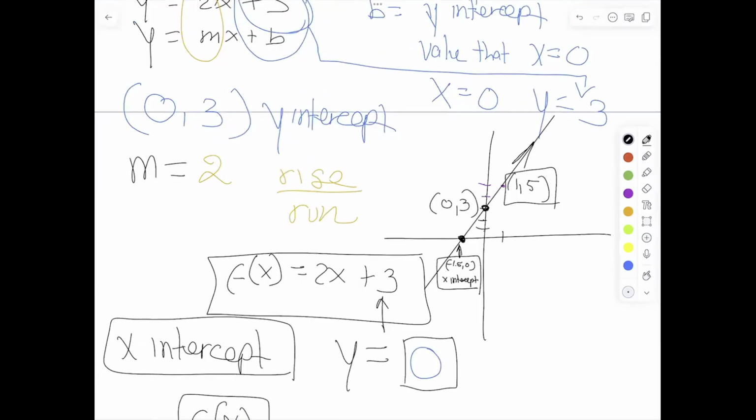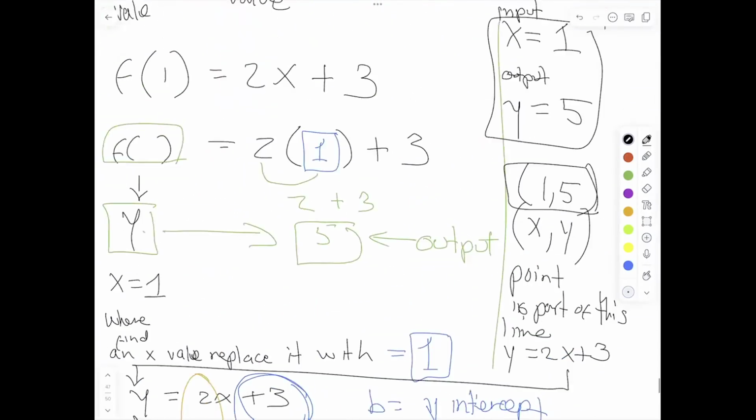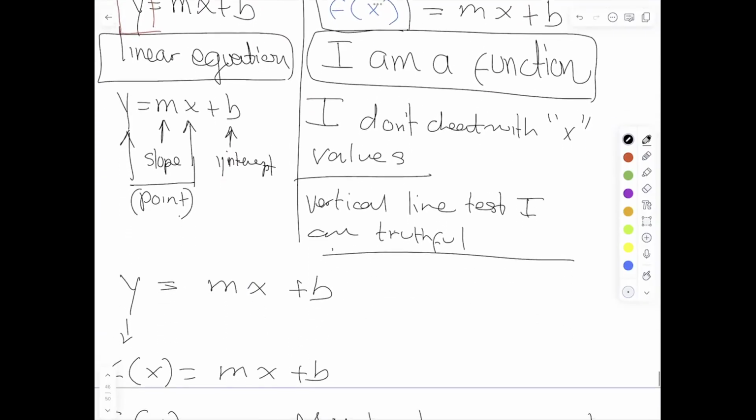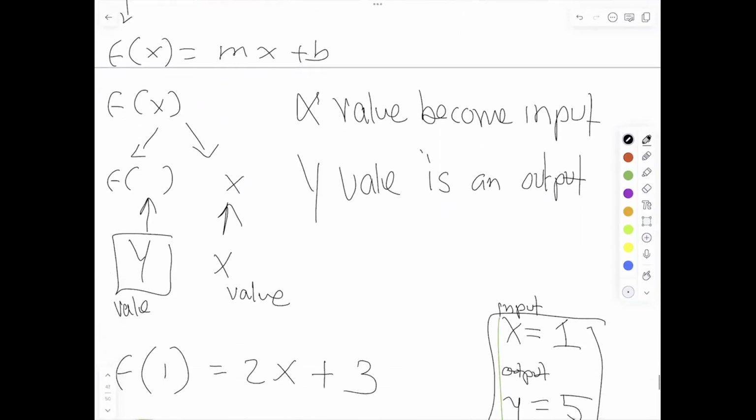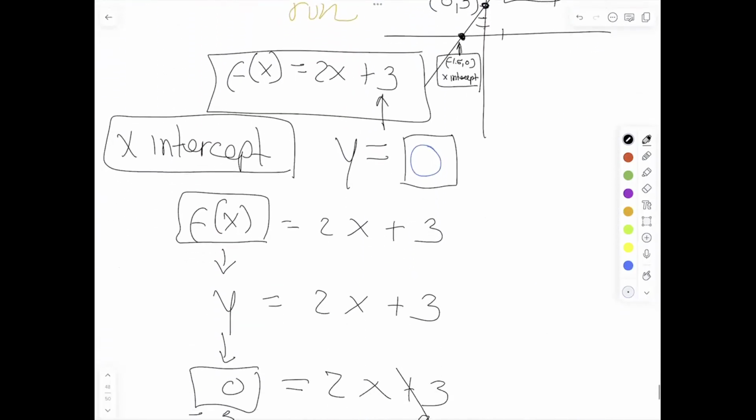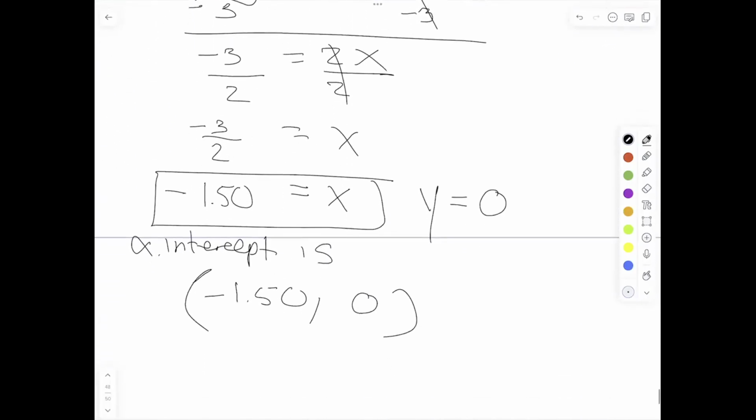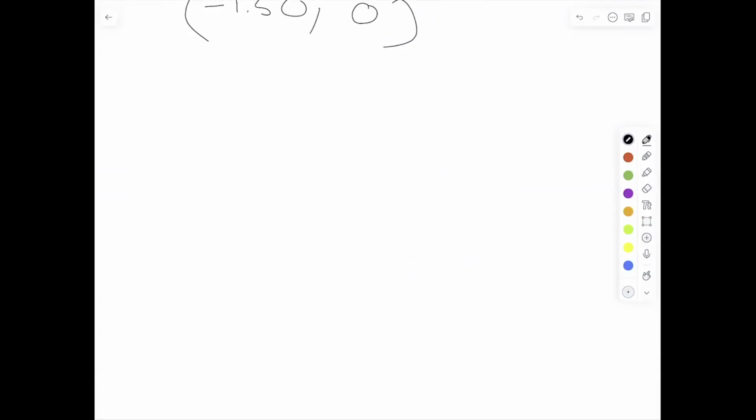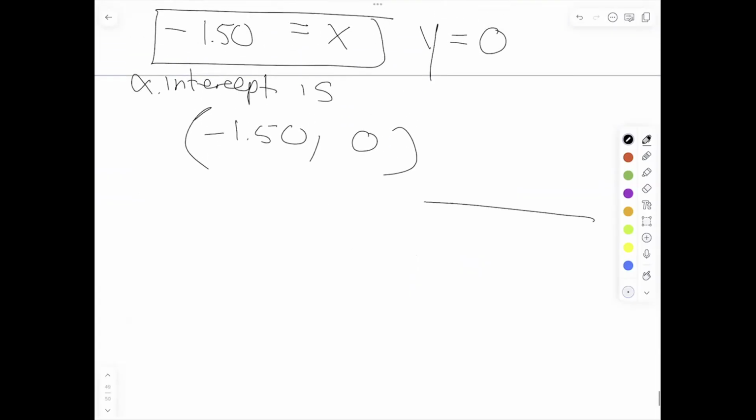On Friday's exam, you are responsible to do all of this. I did this yesterday. All of this. And you need to now understand that this is a function. And what a function means is now that you have the definition that you are faithful, that you don't cheat with your x, that your x values are singular and you are not hitting them twice.